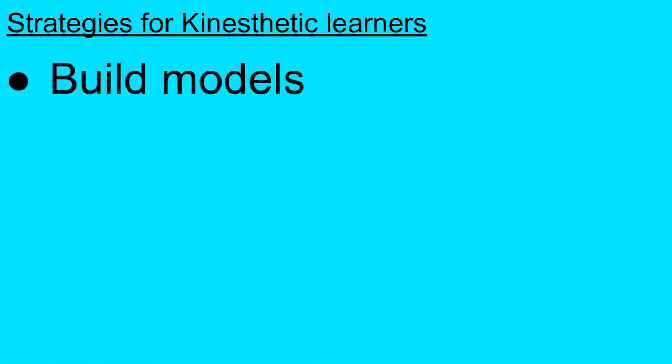Here are some strategies for kinesthetic learners. 1. Build models. If you are in a math or a language arts class and you're trying to teach them how to, let's say, put together a paragraph, well, what are the different parts of a paragraph? What are the different parts of an essay? If you were to take those parts and break them up, maybe cut them out into strips of paper, and then have the students arrange them on their desk, that is an example of kinesthetic learning.